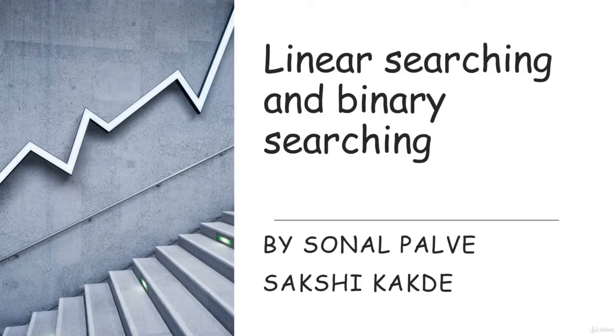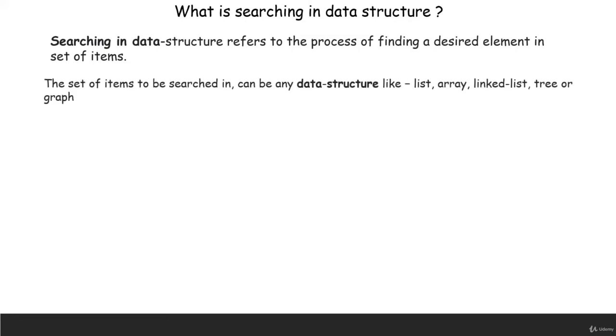Hello guys, now let's continue our course with our next topic, that is linear searching and binary searching. At the very first, we will discuss what is searching in data structure. Searching in data structure refers to the process of finding a desired element in a set of items. That is, the set of items to be searched can be any data structure like list, array, linked list, tree or graph.